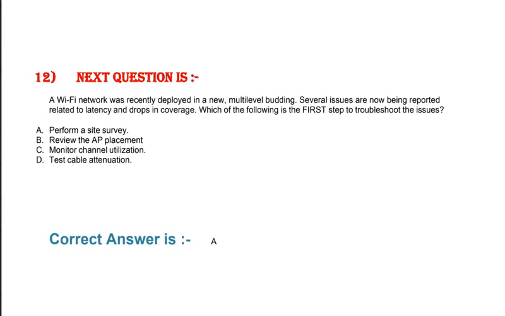Question is, a Wi-Fi network was recently deployed in a new multi-level building. Several issues are now being reported related to latency and drops in coverage. Which of the following is the first step to troubleshoot the issue? Option A, perform a site survey. Option B, review the AP placement. Option C, monitor channel utilization. Option D, test cable authentication. Correct answer is option A.